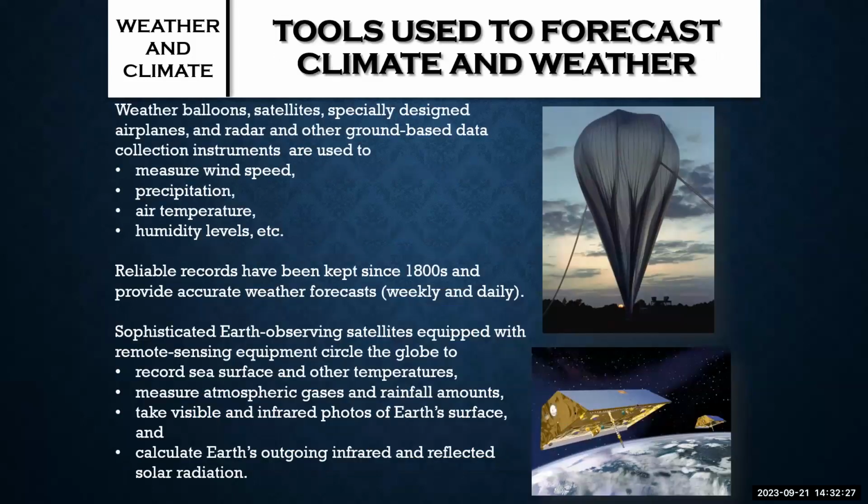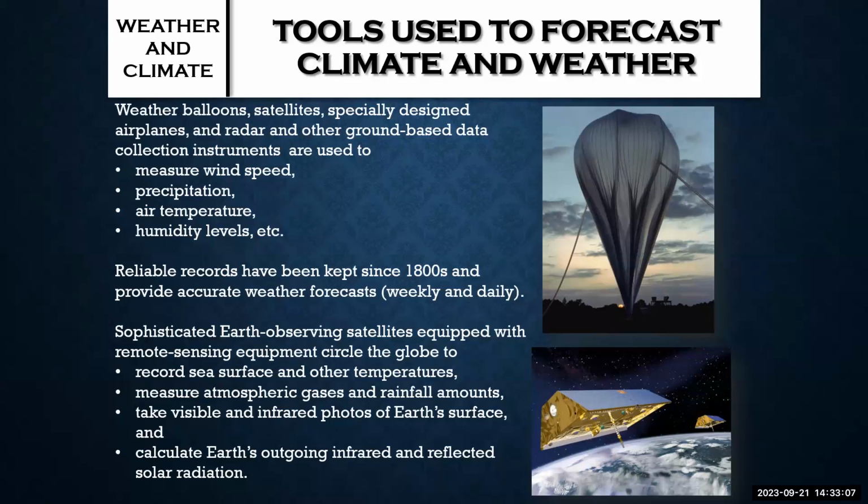Before going on to that part of history and concept, there are some interesting things to note about how tools are used to forecast climate and weather. We are familiar with these, so it is almost a reminder: weather balloons, satellites, specially designed airplanes, radar and other ground-based collection instruments are used to measure wind speed, precipitation, air temperature, humidity levels, etc. Reliable records have been kept since the 1800s and provide accurate weather forecasts. After that period, that consciousness came, and records were being maintained or archived.